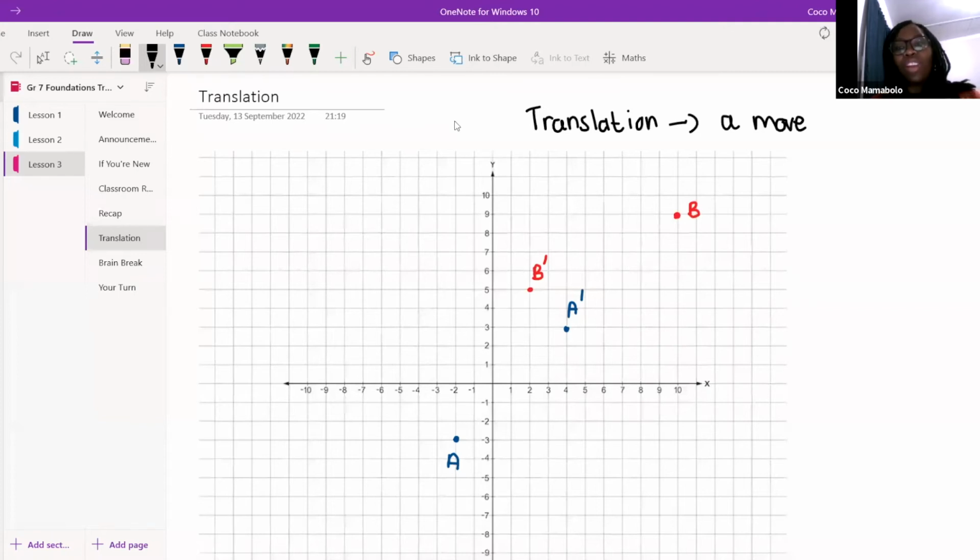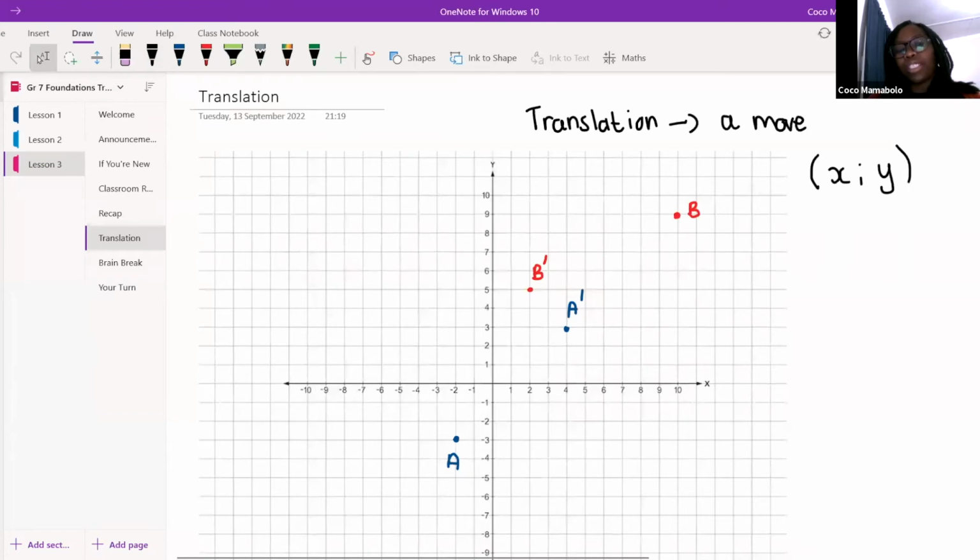We're either going to move left or we're going to move right, and we're going to move up or we're going to move down. Okay. Now, what we are going to be doing is we're going to be learning the order in which we write translations on a coordinate plane. Okay. Now, I know you all agree with me. When we write coordinates, we first write the X coordinate and then we write the Y coordinate. Yes? Everybody agree with me?